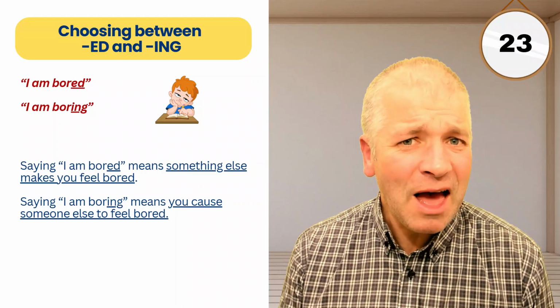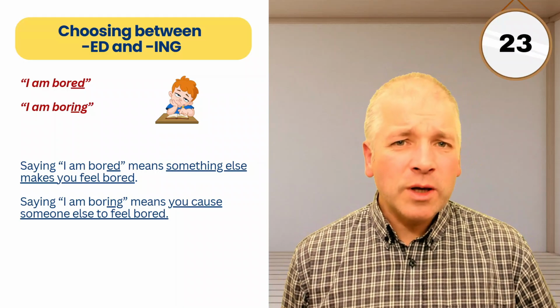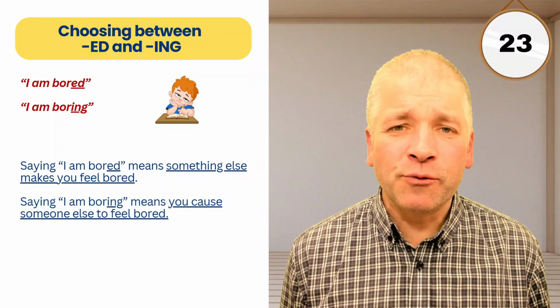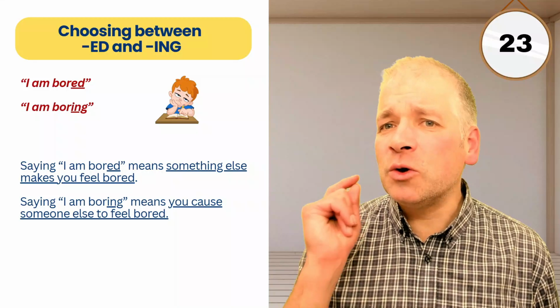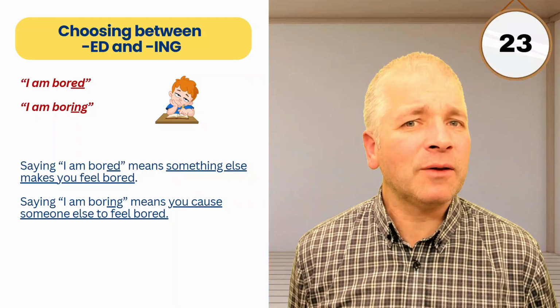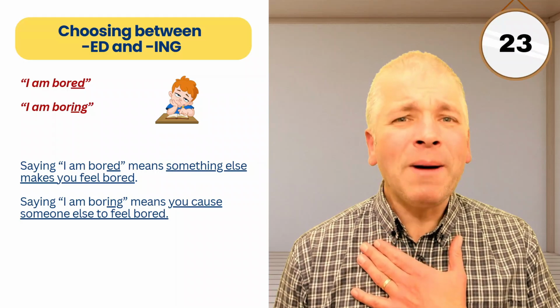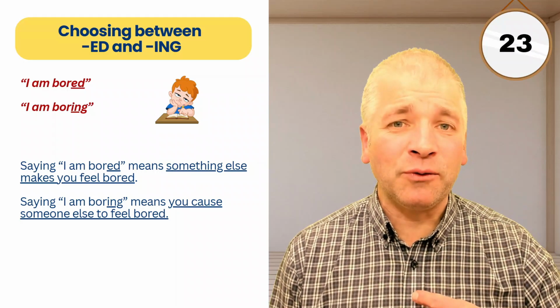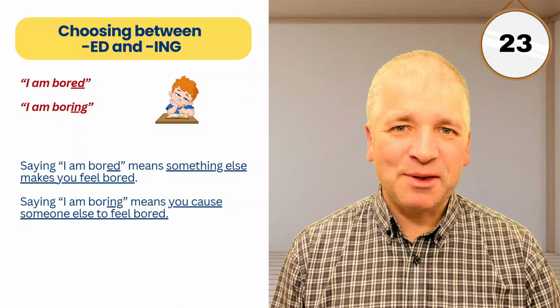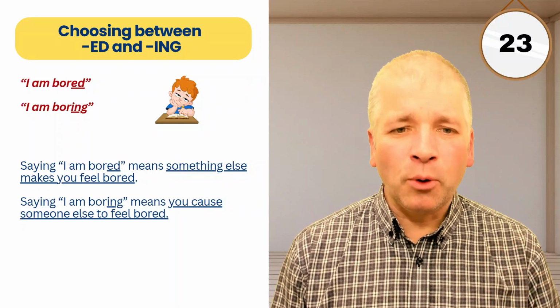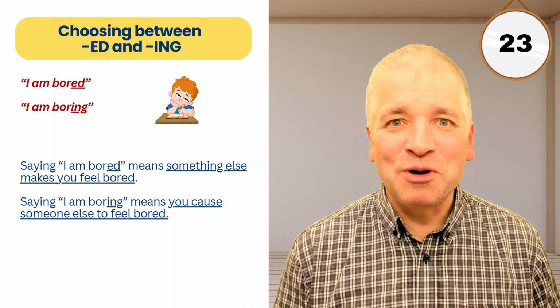So you've got to be careful which one you use, whether you use the ed or the ing, because if you use the wrong one, you may accuse the wrong person of being that adjective. If you say I am boring, you're basically criticising yourself. The correct answer here for the picture is I am bored. The boy looks bored, perhaps by the book he's reading.